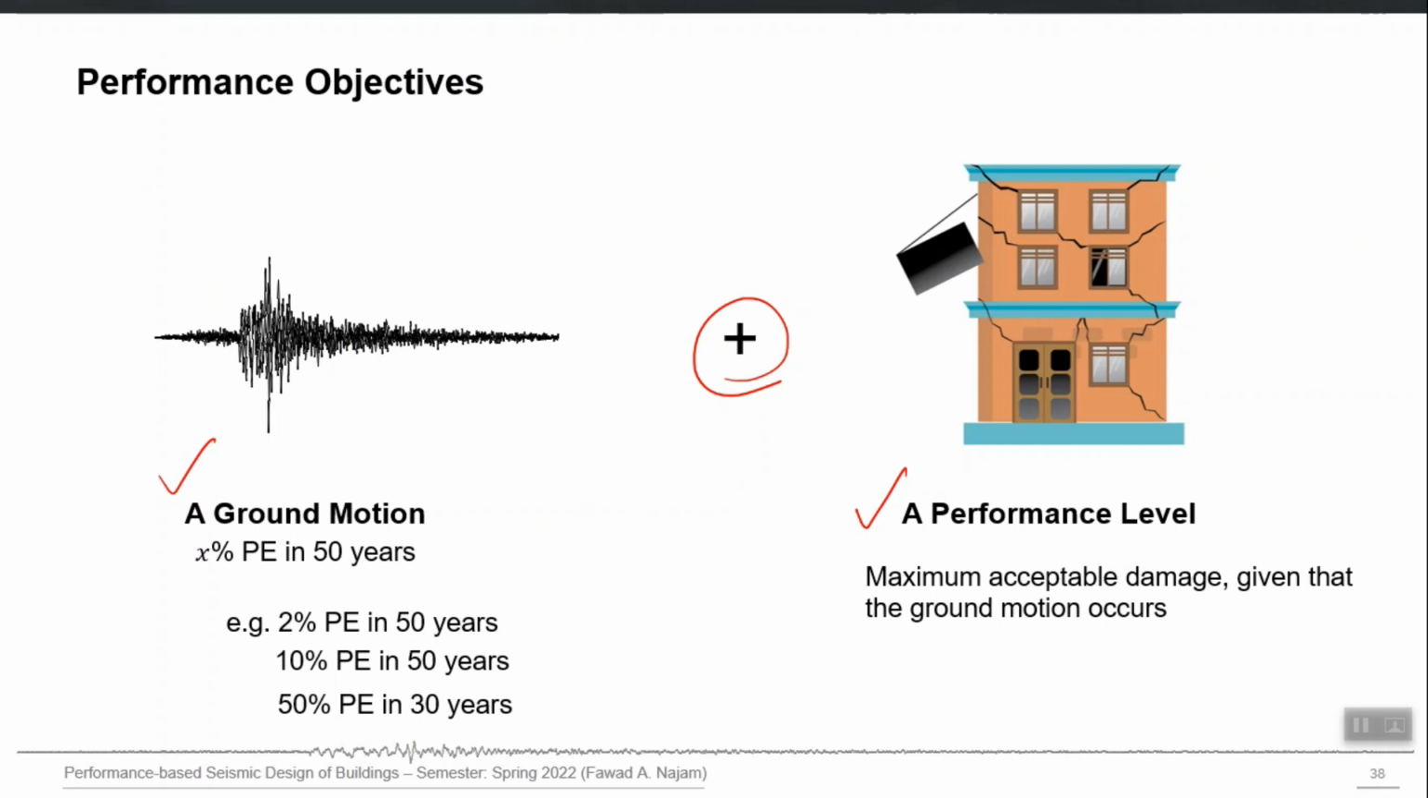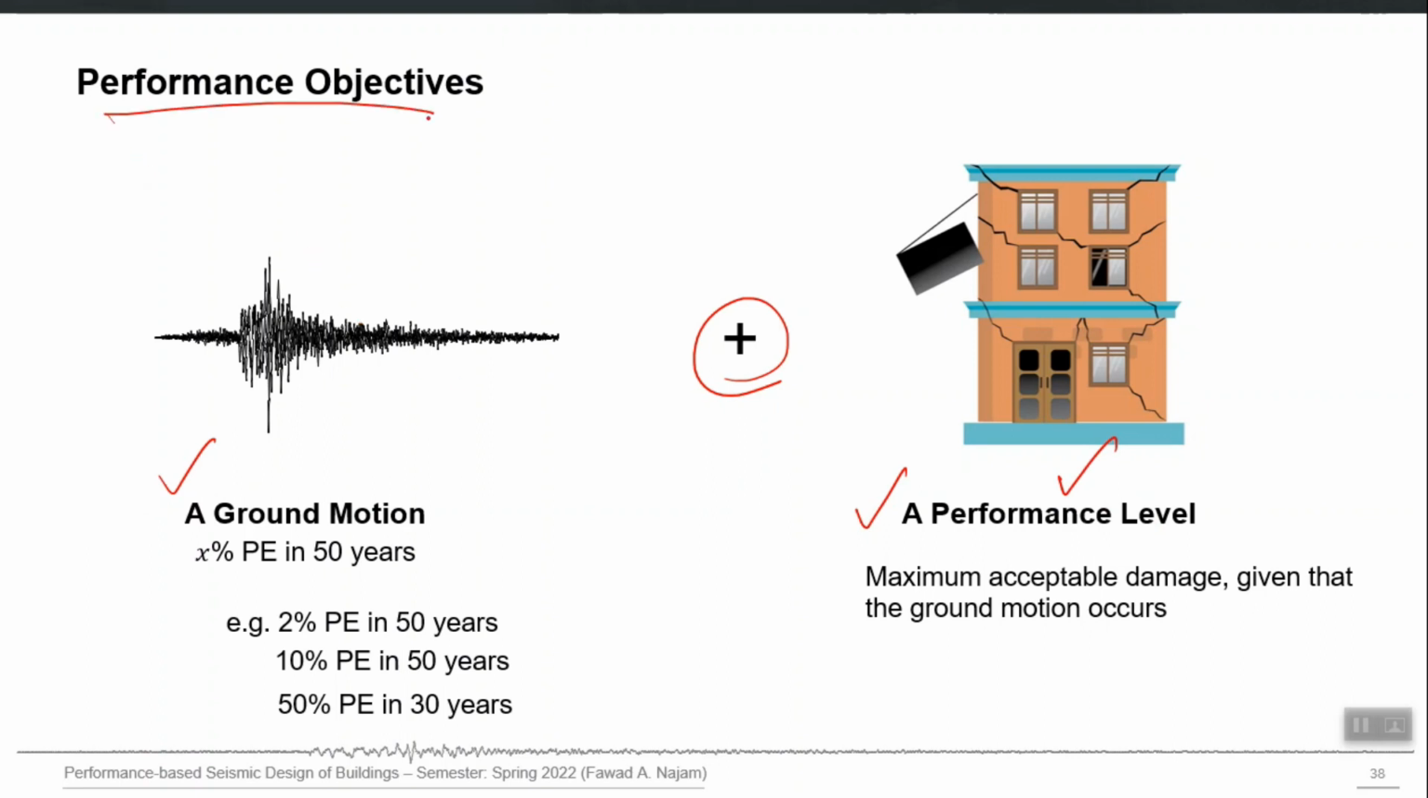So these three statements will become your performance objectives, and each of them is composed of two things: a ground motion level, the earthquake level, and the maximum acceptable damage at that level, which is called the performance level. These two things are combined, and this becomes our performance objectives.